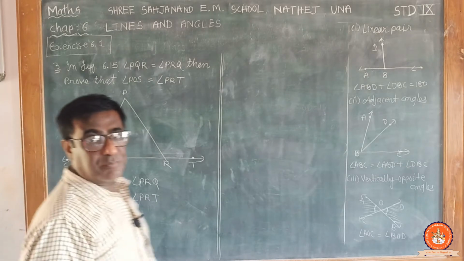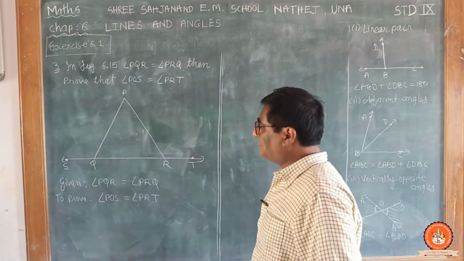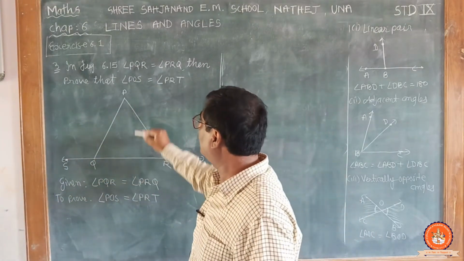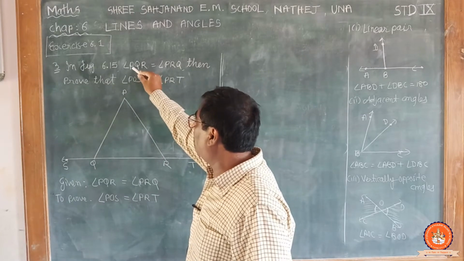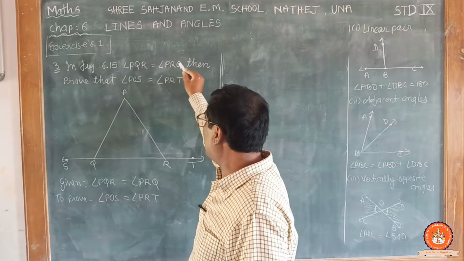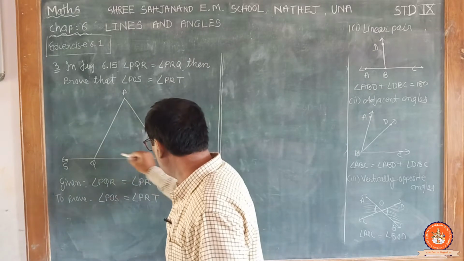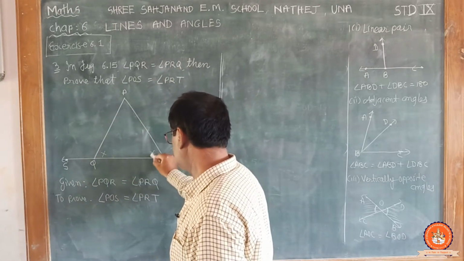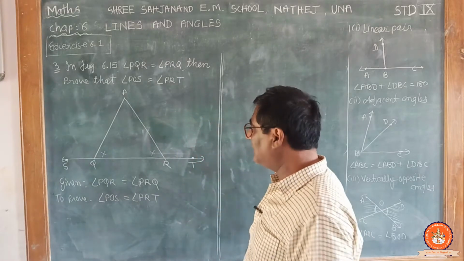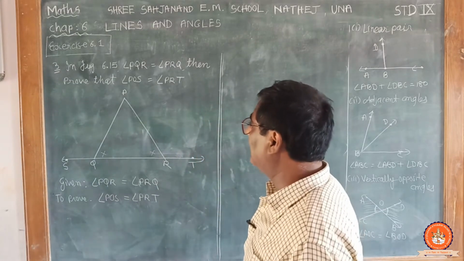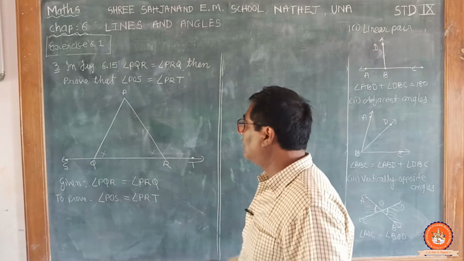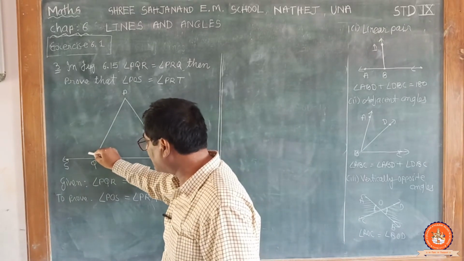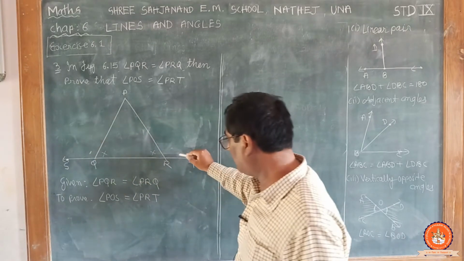Now in question number 3, in this figure 6.15, it is given that angle PQR is equal to angle PRQ. So PQR, this one, is equal to PRQ, this one. So two interior angles of the same triangle are equal. Then prove that angle PQS is equal to angle PRT.